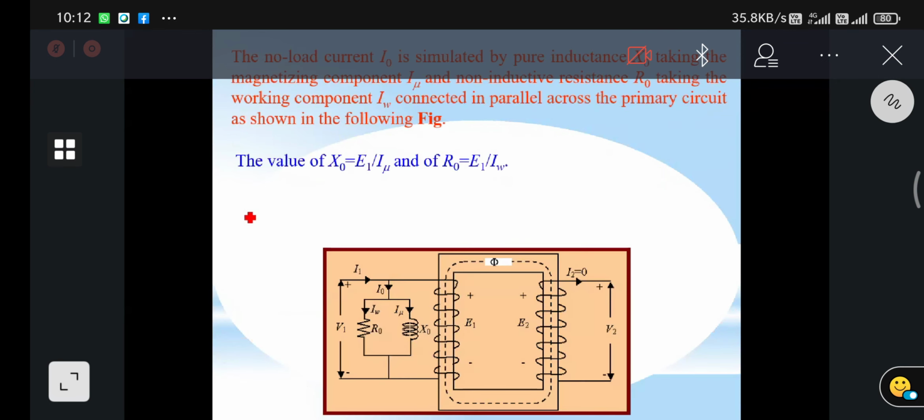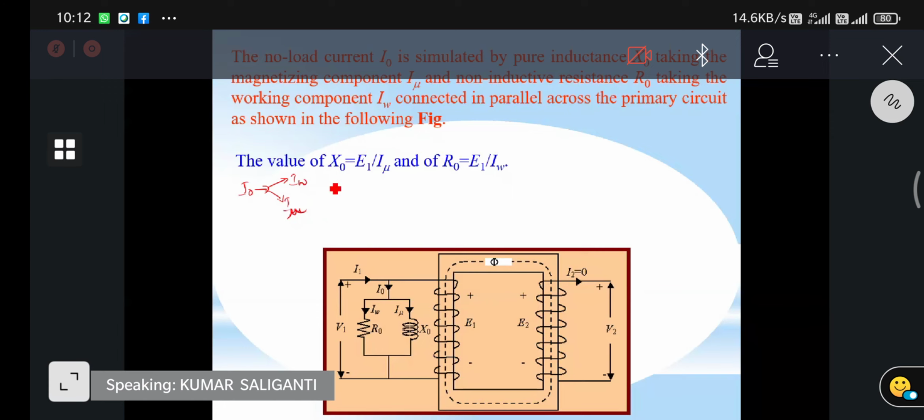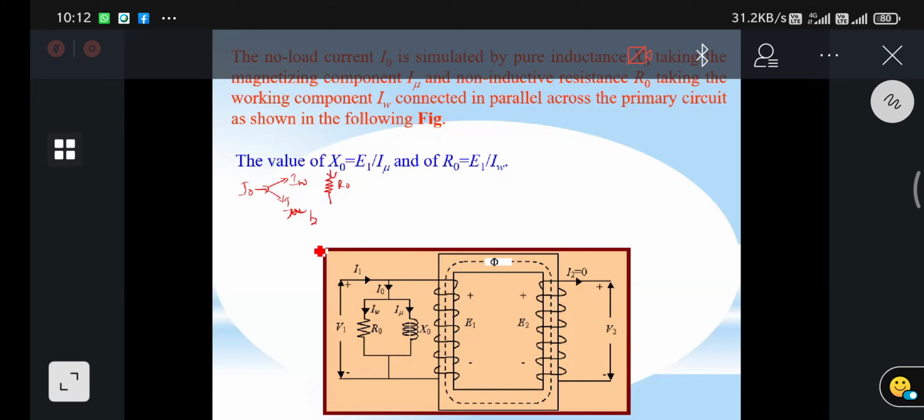So if you derive that, I naught is the combination of the working component and the magnetizing component of current. The working component is the resistive nature, and the magnetizing component is the inductive or reactive nature. So this is X naught, this is I mu, and here I work.